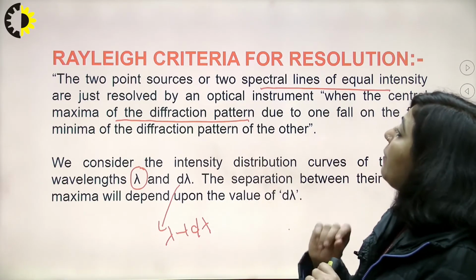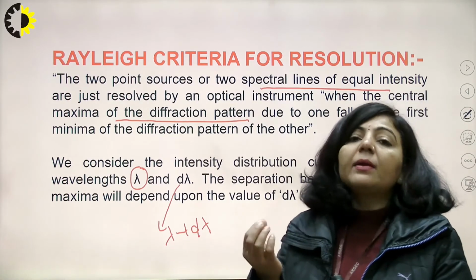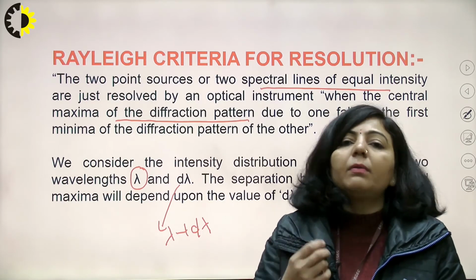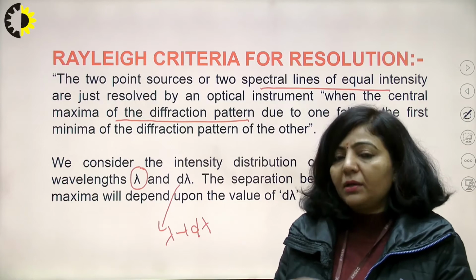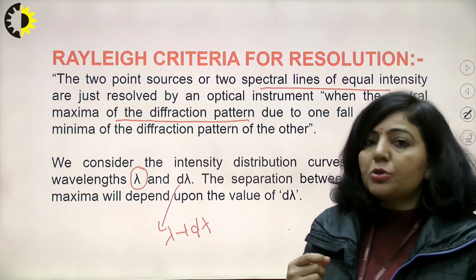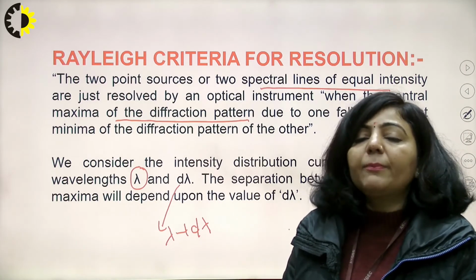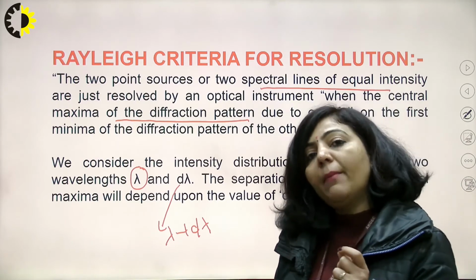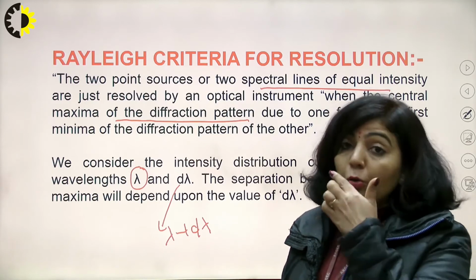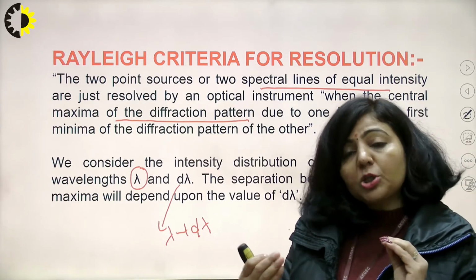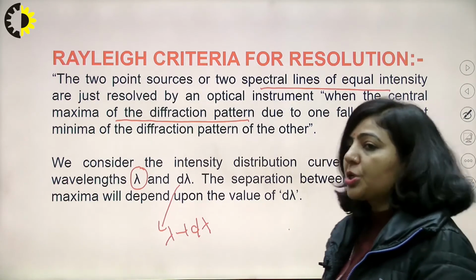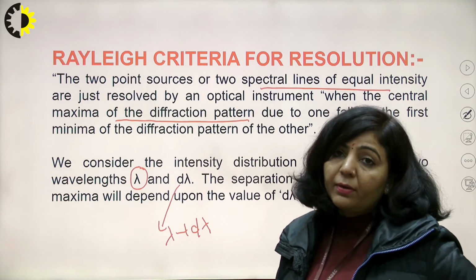or you can say the central maxima, of the diffraction pattern due to one of the sources, suppose the source of wavelength lambda, is observed at theta angle of diffraction, and the first minima of the second source, the source of wavelength lambda plus d lambda, is also observed at the same angle of diffraction, then those two diffraction patterns can be resolved. That is the criteria of resolving between the two diffraction patterns. This is known as the Rayleigh criteria of resolution.